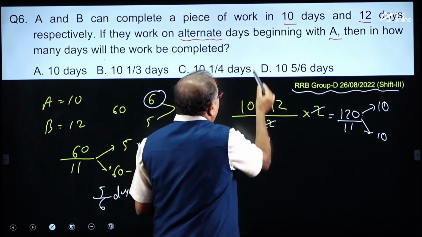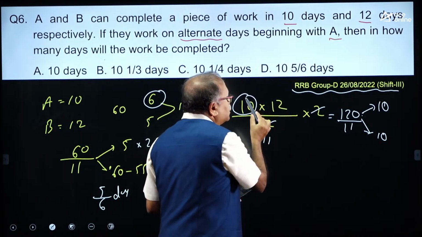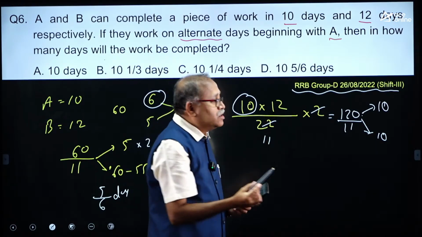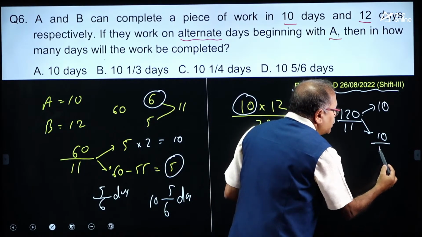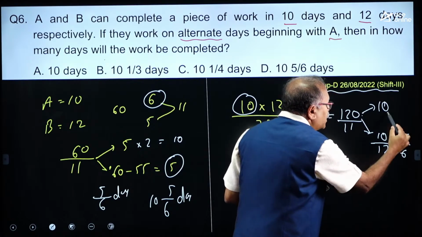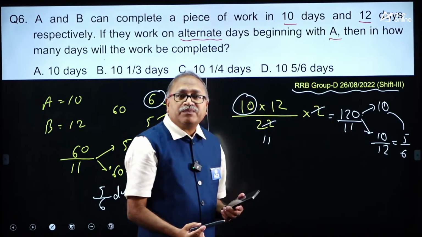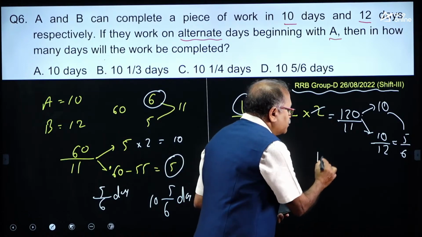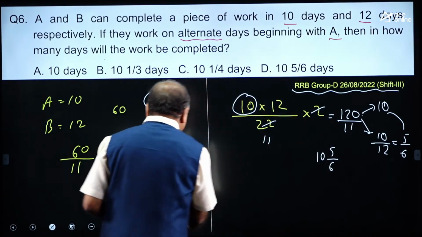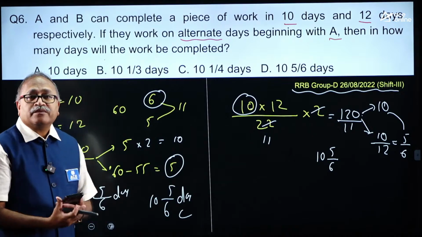It is A. So, this one is A. 120 divided by 10 is 12. So, this is 10 divided by 12. What is this? 5 by 6. So, what is my answer? 10 plus 5 by 6, and that comes 10 5 by 6. That is the same as I am getting over here.